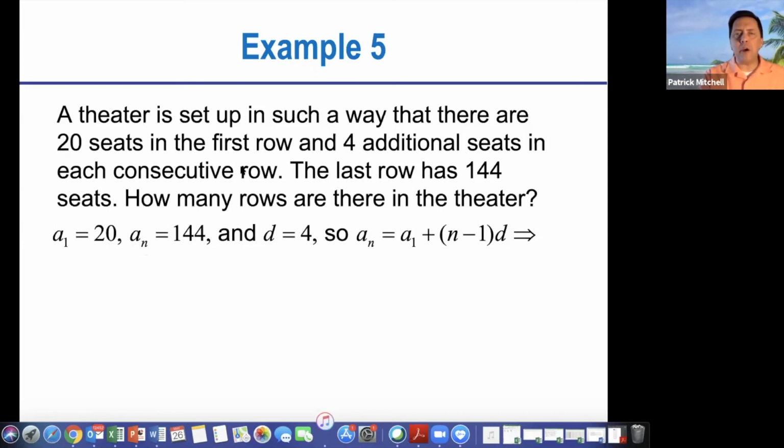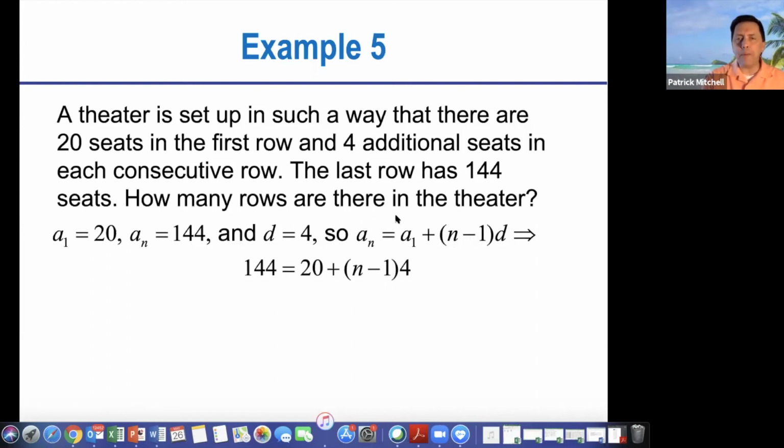All right, so if there's 20 seats in the first row and 4 additional seats in each consecutive row, that means there's 24 in the second row, and 28 in the third row, and 32 in the fourth row. We're always adding 4. So that makes 4 the difference. So here's our formula. A sub n equals a sub 1 plus n minus 1 times d. We know everything except n. So we have to solve this thing for n.